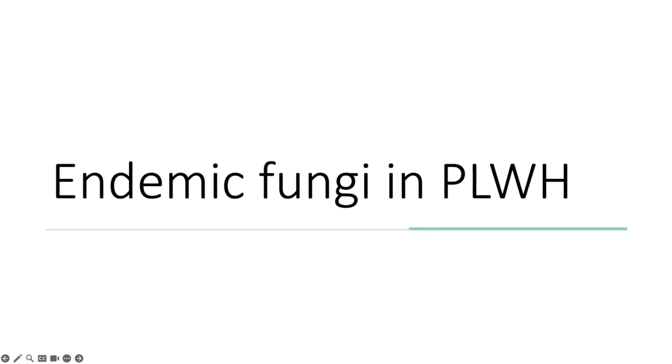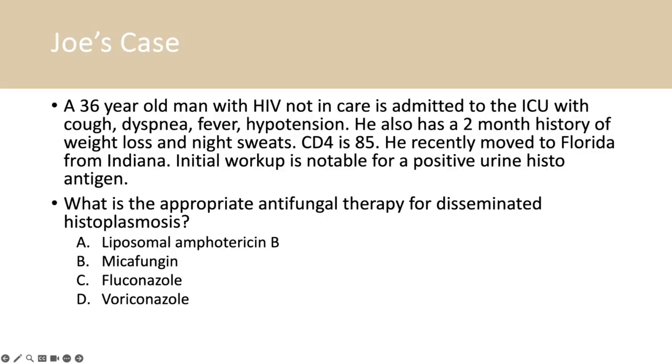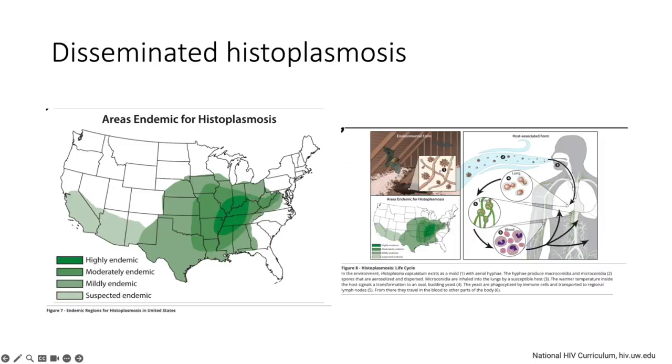Okay, well, the other things I've left were a histo case and a coxy case, but I'm going to just get to the punchline since we're about out of time. So this is another case of someone not in care who presents with hypotension, fever, cough, dyspnea from Indiana. And so he has disseminated histo. And the appropriate treatment for disseminated histo is amphotericin B.